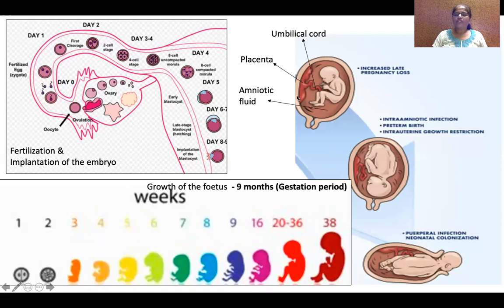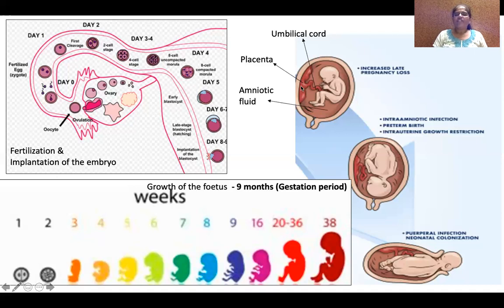Because for the uterus, the placenta absorbs the nutrients, whereas for the fetus, the uterus absorbs the wastes. Villi-like structures are present on both the sides, on the uterus lining side as well as the placenta side.